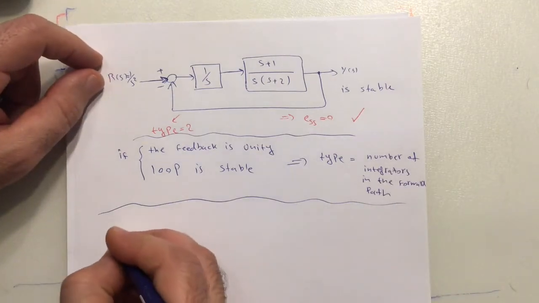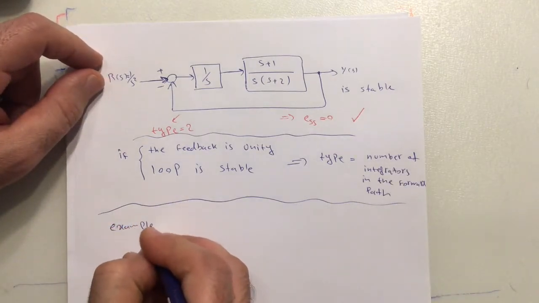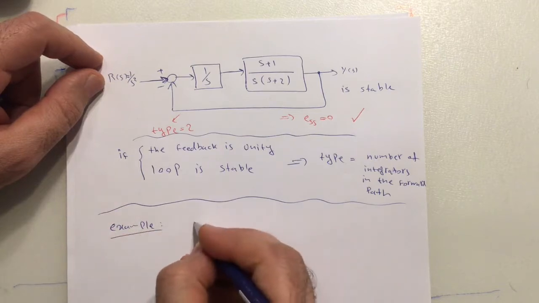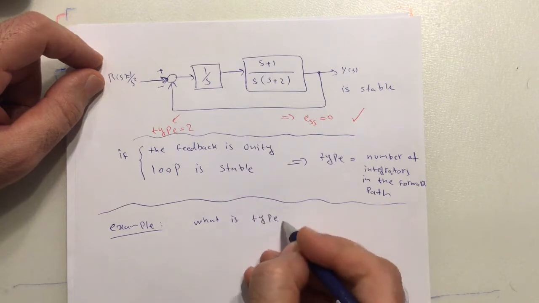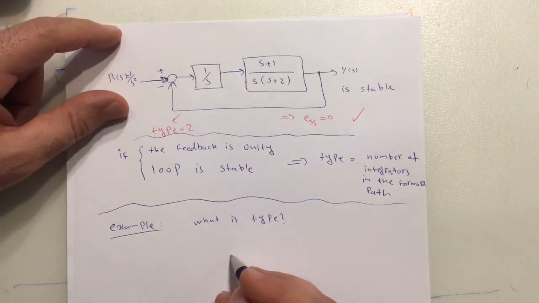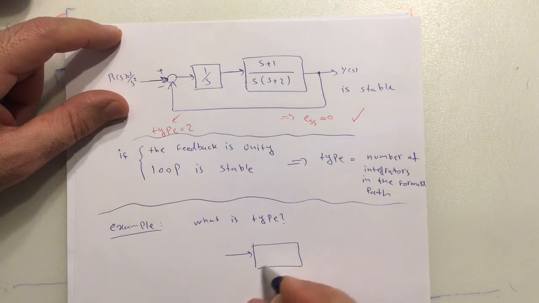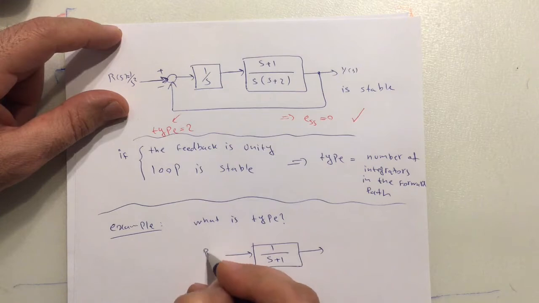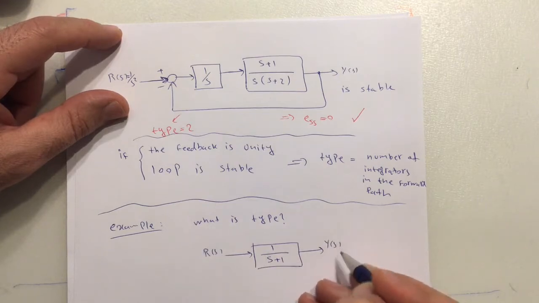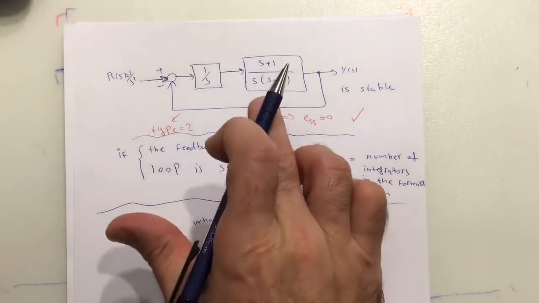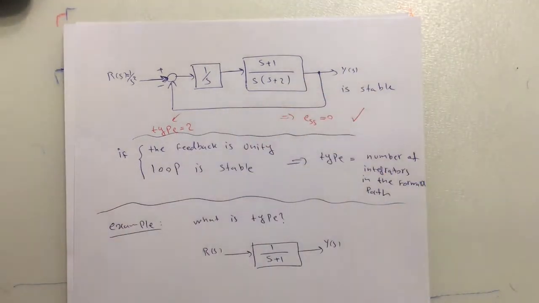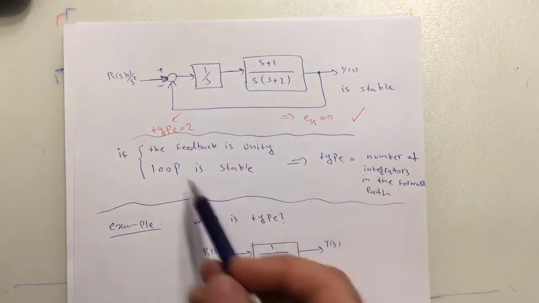If I want to give you another example, the question is, what is the type? This is the example we have. We have this system, reference, output, and the question is, what is the type? This example is not in this format because it doesn't have the unity feedback. So because of that, you cannot easily find this rule.